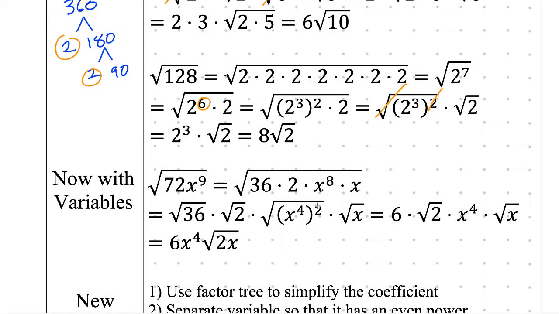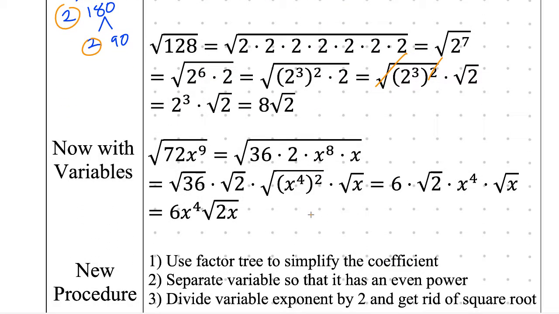So let's come down here and play with some variables. I'm now adding variables into the mix. I want to take the square root of 72x to the power of 9. So this is really two problems. I'm dealing with the square root of 72, and the second problem, I'm dealing with x to the power of 9. You already know how to do the square root of 72. I'm not going to reteach that. That was lesson 7-4. Now I'm showing you the logic behind how to do the square root of x to the power of 9 and simplify that.